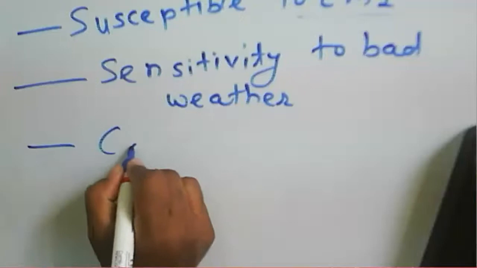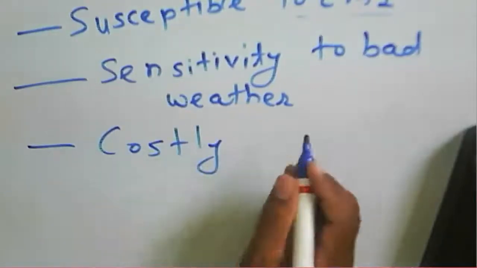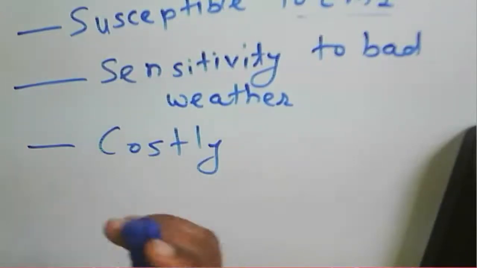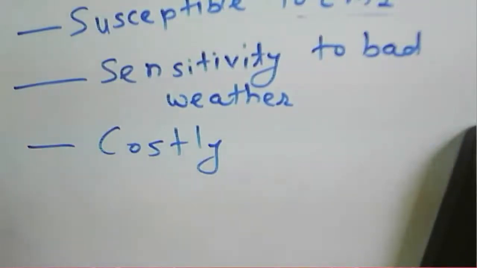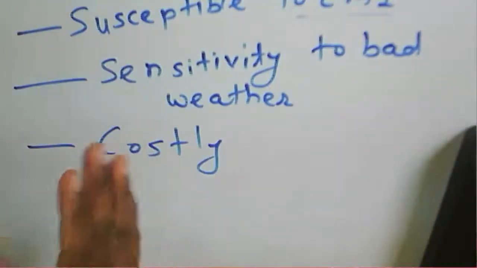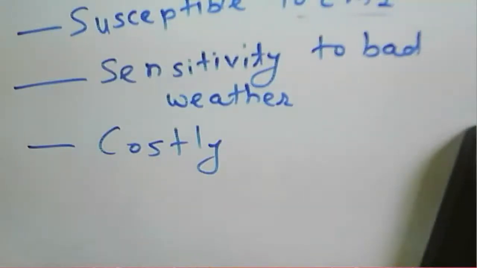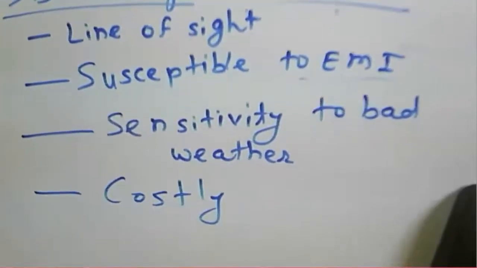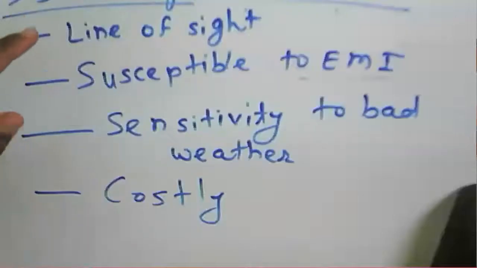And lastly, all the equipment we use at a microwave frequency range is costly and heavy. So costly equipment is one of the disadvantages of a microwave. We talk about the advantages along with the disadvantages, and all of these are related to the characteristics. So that is about microwave frequency disadvantages.